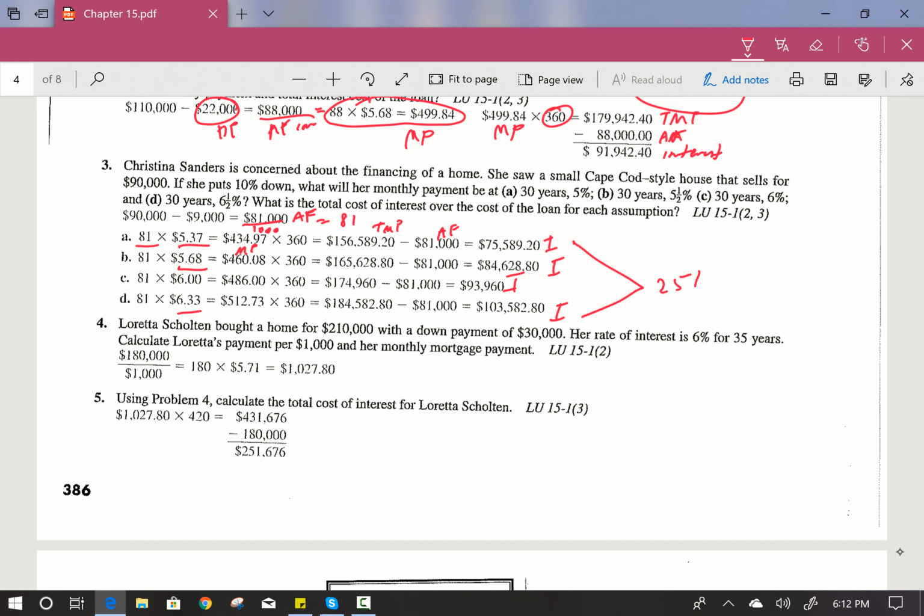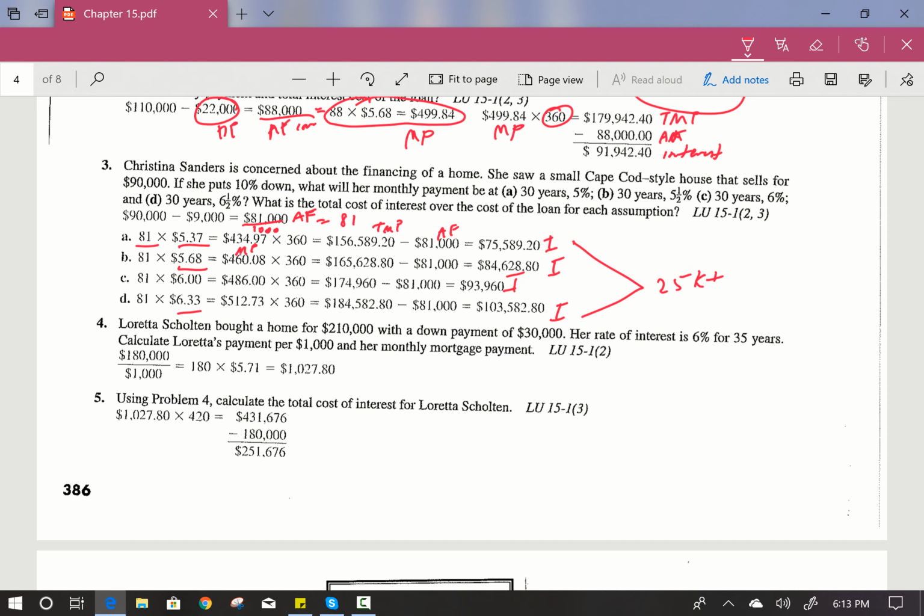So to go from 5% to 6.5%, 1.5% more, the difference between $75,000 and $103,000 is over $25,000. Just 1.5% over that 30-year period. If it's beneficial for you to do it, make extra point payments to reduce the number of points, if that's possible for you to do with your financial institution.